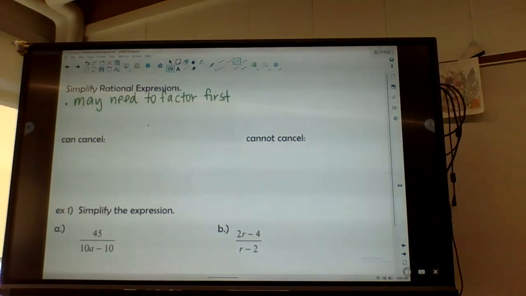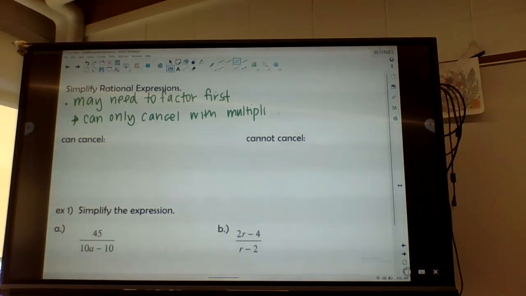The other part I want to mention about this, should be another little star here. Part of this is we're going to do a lot of canceling in this section, but we can only cancel with multiplication and division. And I'll show you what I mean by that, where I say can cancel and can't cancel.